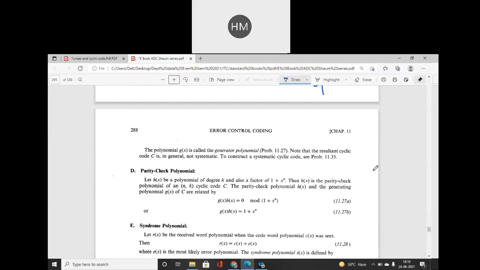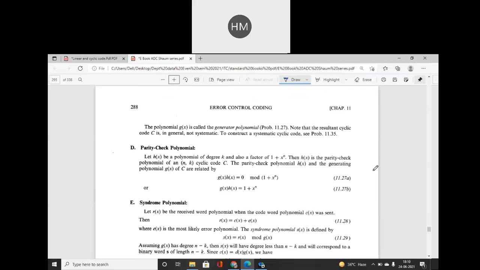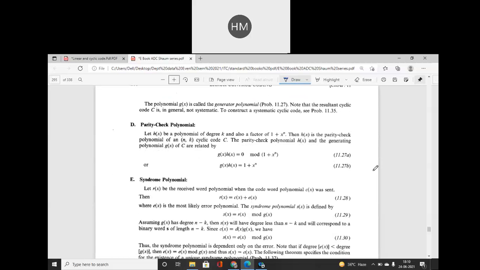Now parity check polynomial. You can write down its definition. Parity check polynomial. Let h of x be a polynomial of degree k and also a factor of 1 plus x to the power n. Same जैसे g of x design किया था, in the same way I have to design h of x. There also in LBC codes we have designed both the matrix. So then h of x is a parity check polynomial of an n comma k cyclic code C.